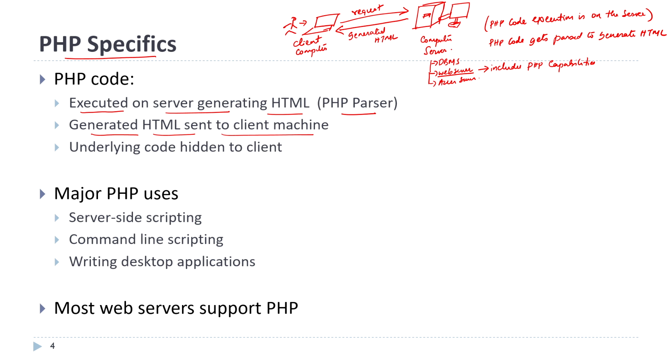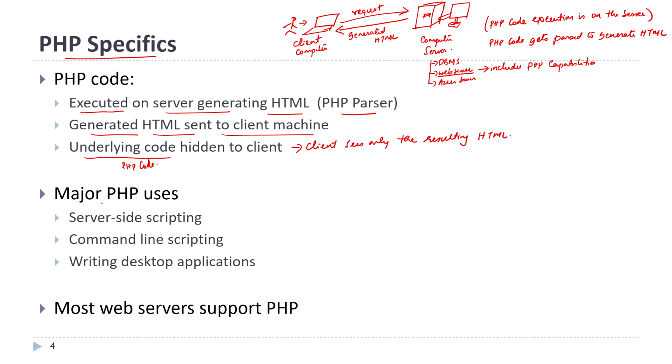The client sees only the resulting HTML. The underlying PHP code is hidden from the client. The client never gets to see the PHP code. So, the logic of how the web page is created is hidden from the client.